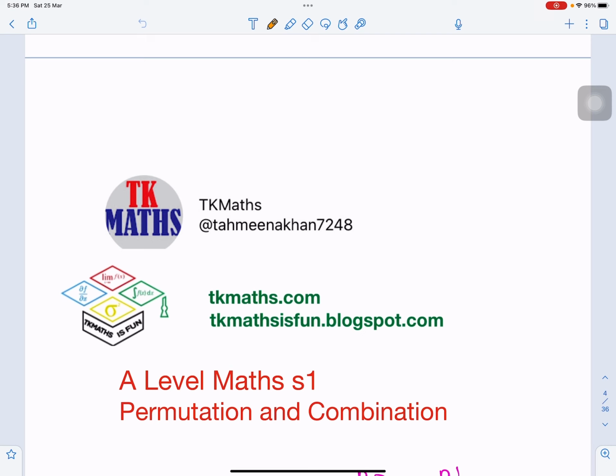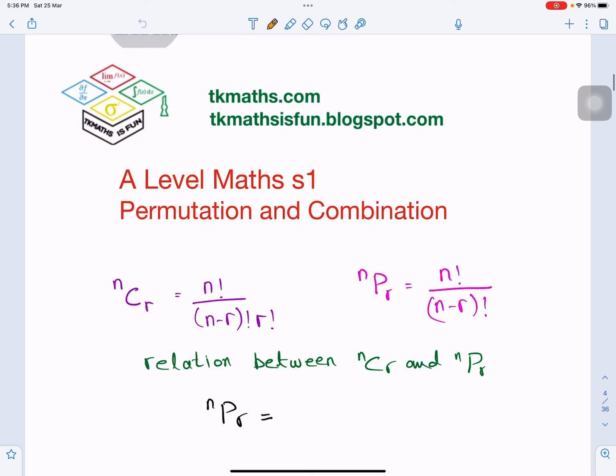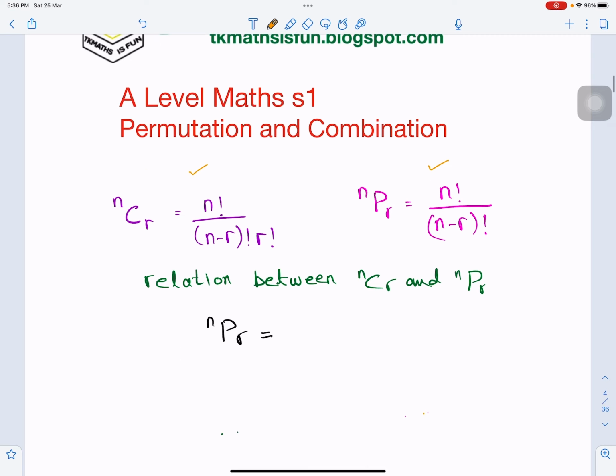In today's video, we will solve a question on permutation and combination. It's a past paper question, and this topic is part of the A-level mathematics S1 syllabus. First of all, let's see the expansion of nCr and nPr, combination and permutation. Combination is when order is not important and permutation is when order is important. These formulas are given to you in MF19 as well.